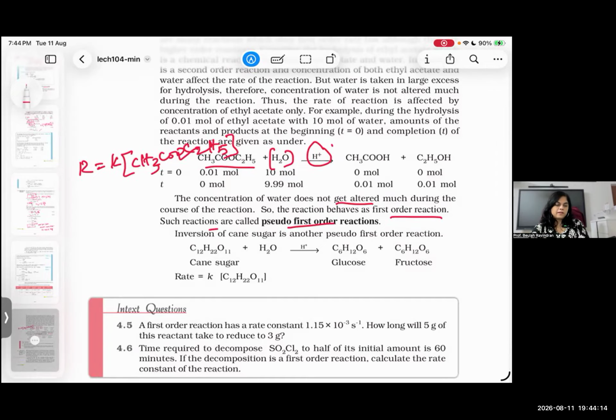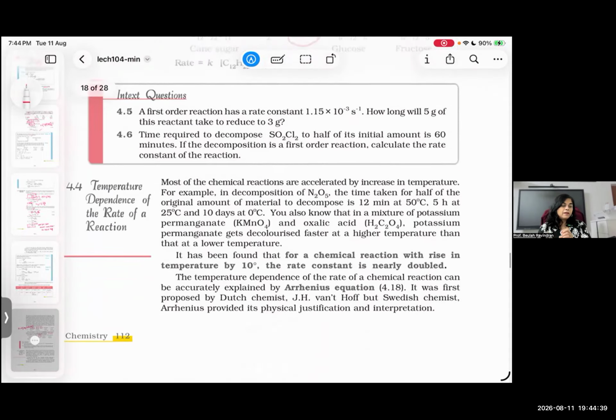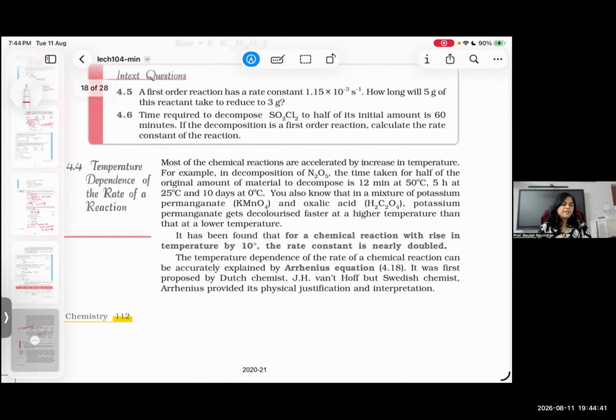Another example is also given: inversion of cane sugar is another pseudo first order reaction. C12H22O11 plus H2O, hydrogenation takes place, right? Excess water is there. Then what will happen? It produces glucose and fructose. It is a pseudo first order reaction. You can take this. Then this is a very important point: temperature dependence of the rate of a reaction.